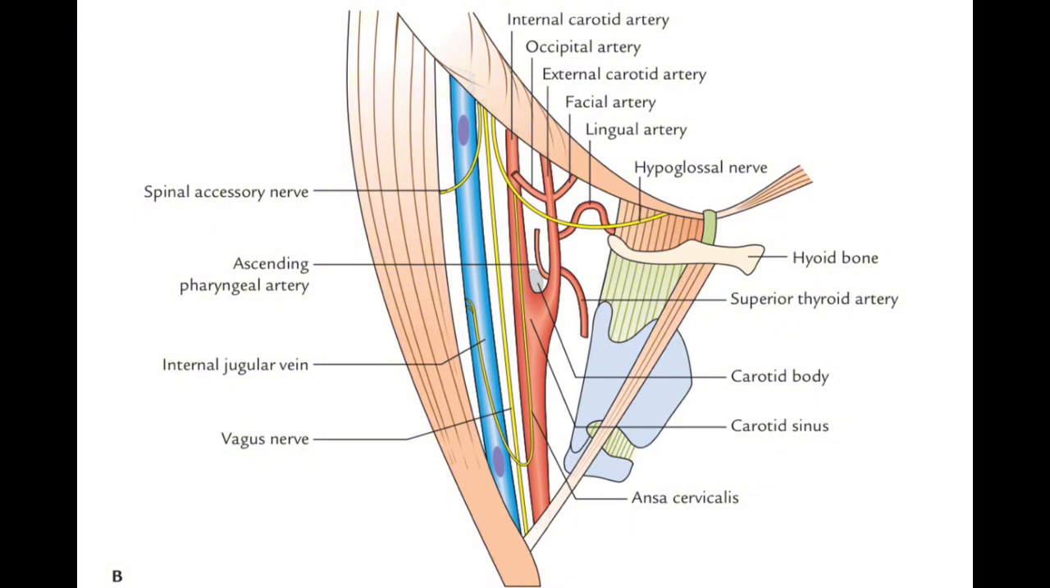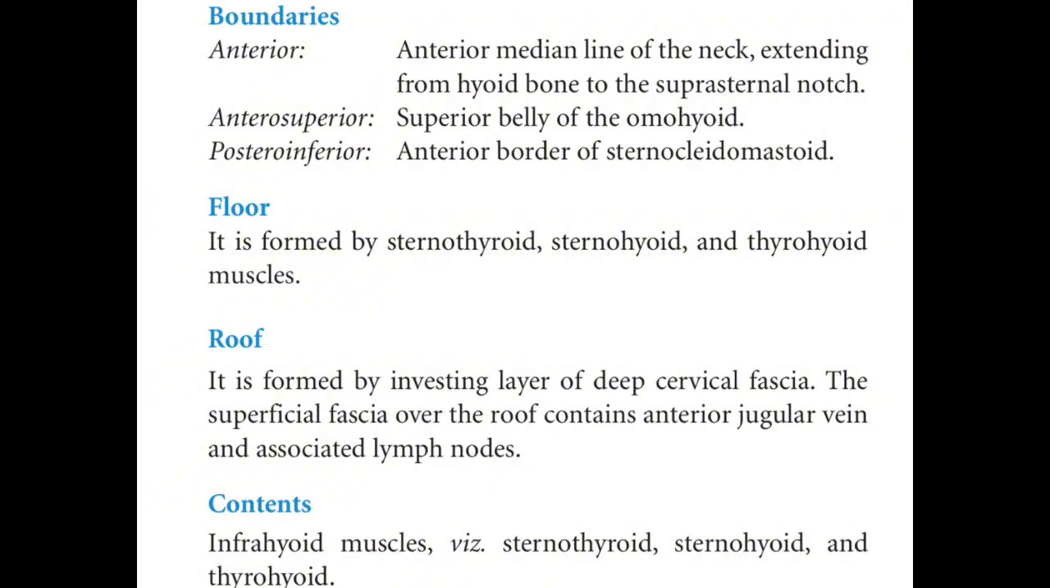Very easy. Now the last but not the least of all these triangles we are mentioning is the muscular triangle. The muscular triangle is also very, very important because it contains muscles alone. Anteriorly is the anterior median line of the neck, which is drawn from the hyoid bone to the suprasternal notch. You can see it, hyoid bone to the suprasternal notch.